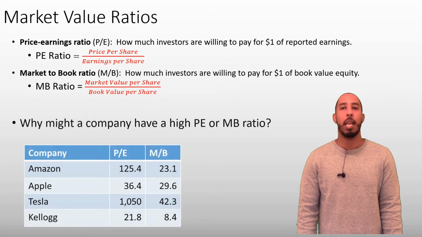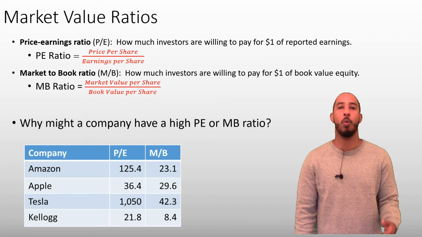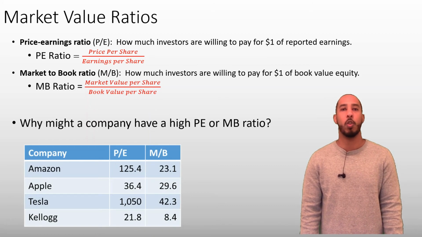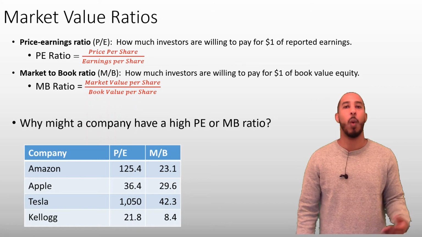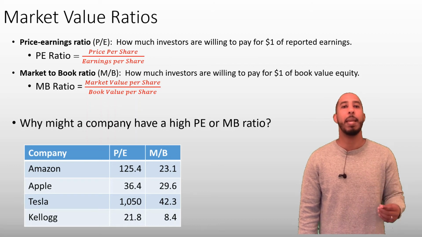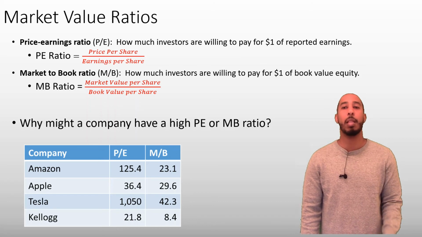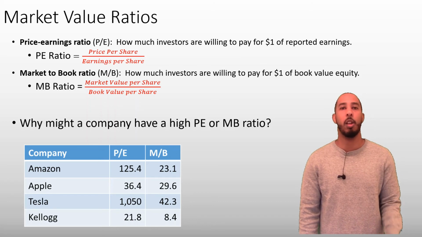We can see a few sample companies to get a feel for why they might have a high PE ratio or MB ratio. Tesla's ratios are astronomically high. Why is that the case? Well, they have very little earnings currently, but the stock price is skyrocketing. That means investors are very optimistic about Tesla's prospects. Earnings may be low today, but they expect them to be large in the future.